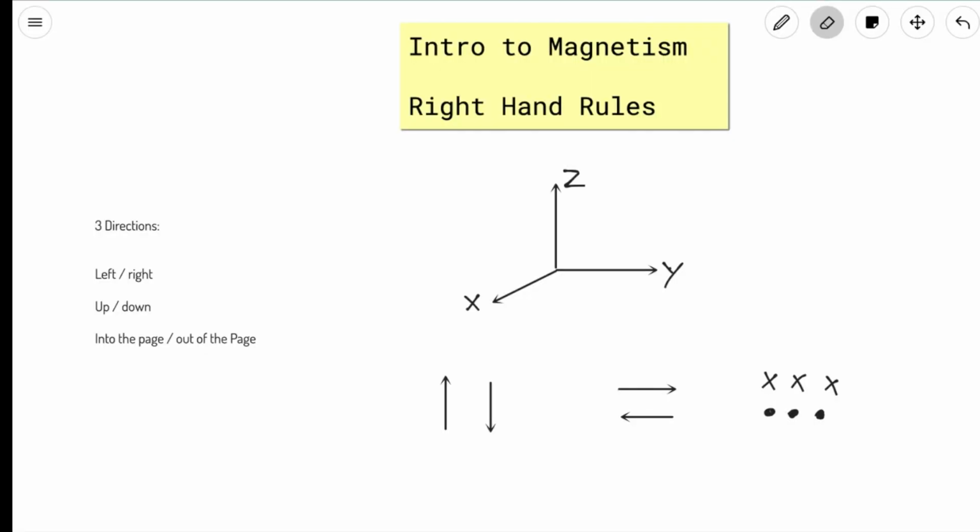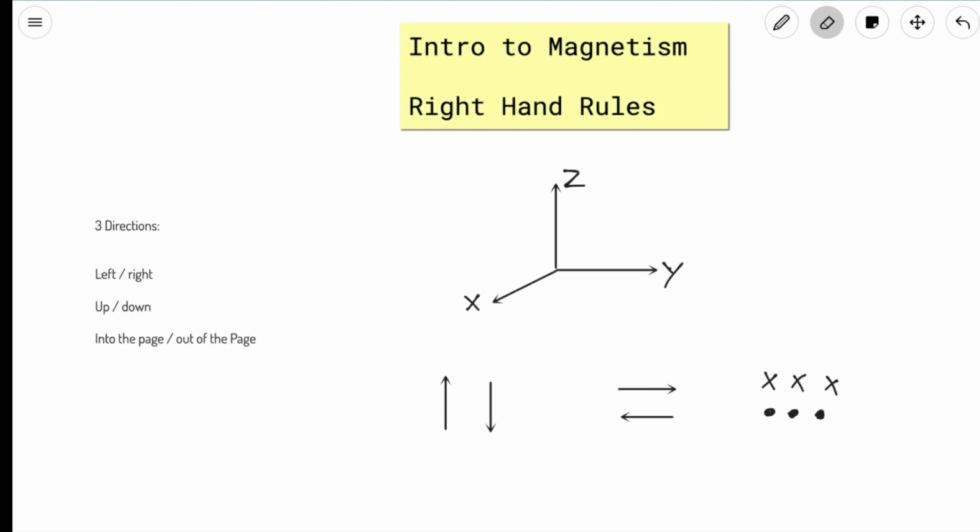Okay, so this is a basic intro to magnetism. We're going to look at right-hand rules and establish a basis for your understanding of magnetism. Now, we're not going to get into electromagnetic induction. We're going to go as far as to cover magnetic forces and the right-hand rules. There are so many of them, so we're just going to become familiar with them, and we're going to clarify some stuff.